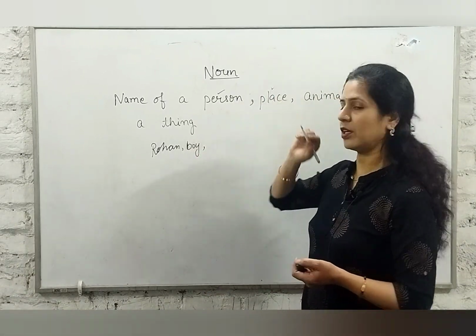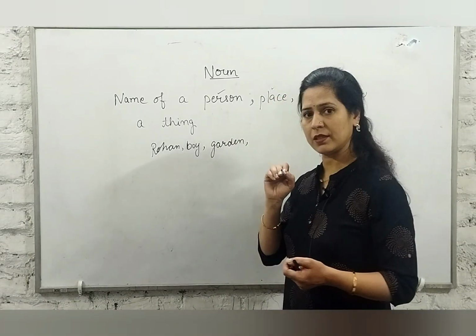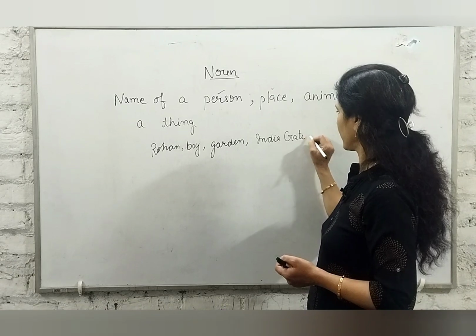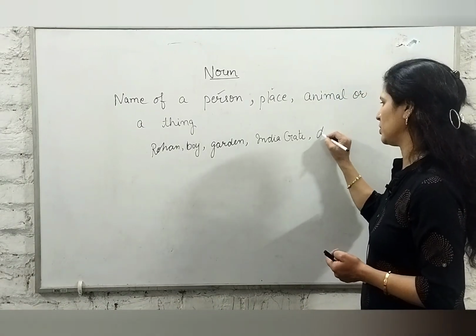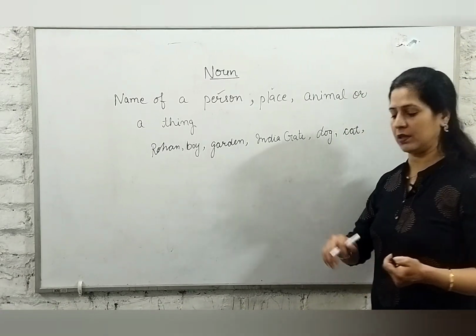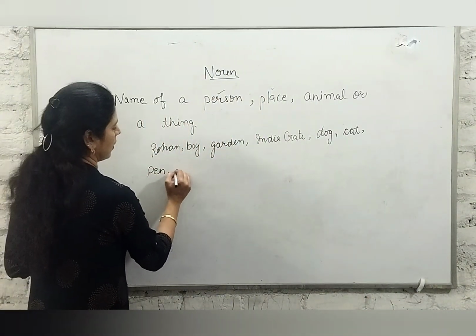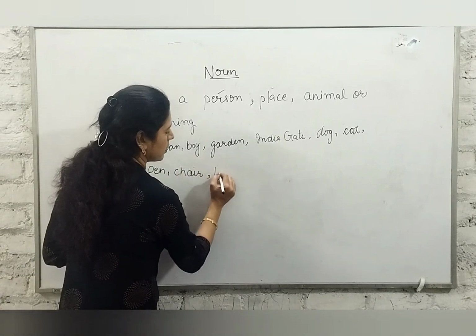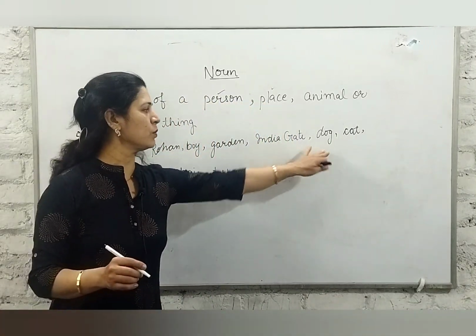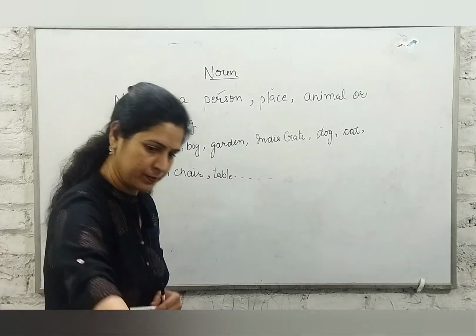Now I have to talk about a place. It may be a garden. Correct? It may be India Gate. Now I have to talk about an animal. It may be a dog. It may be a cat. Now let's talk about a thing. It may be a pen, or a chair, or a table, and so on, right? So basically these naming words are known as nouns, right? Okay.